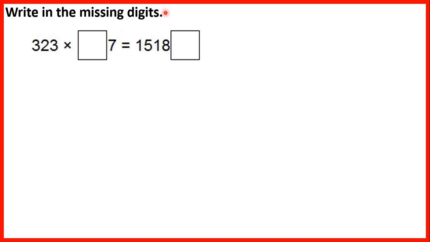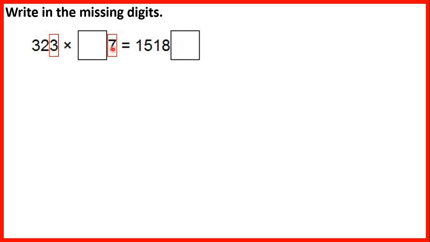Write in the missing digits. So here we can see that the tens digit of one of the numbers that we're multiplying is missing, and the ones digit of our answer is missing as well. Now there are different ways that we can solve this question. We could try writing it out as a column multiplication, but notice that we have both of our ones digits in our question, so we can work out the ones digit of our answer.